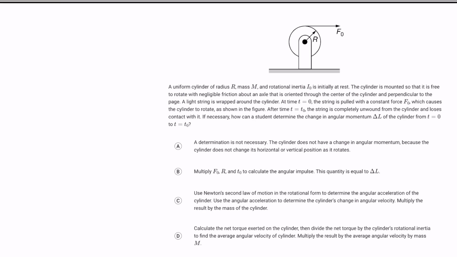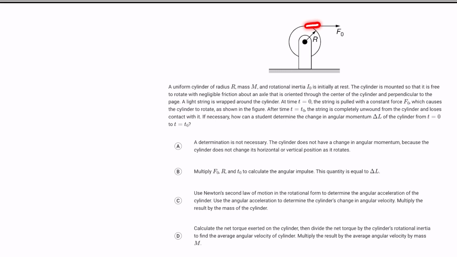Here we have a uniform cylinder of radius r, mass capital M, and rotational inertia I. That's good that we know the rotational inertia. And this uniform cylinder is initially at rest. The cylinder is mounted so that it is free to rotate with negligible friction about an axle that is oriented through the center of the cylinder and perpendicular to the page. All right, so we can see all that here. We have the cylinder, I can start coloring in the cylinder here. There's an axis that goes straight through it.